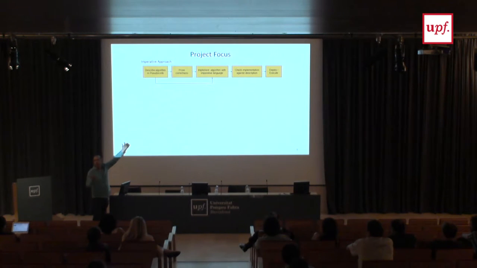algorithm in some pseudocode. Sometimes it could be a formal specification. Then, taking that, you prove the correctness, that the algorithm is going to do what you want. After you make sure that the algorithm is correct, then you implement it. You take this algorithm and write it in C or write it in Java. Okay? And then after that, you have to actually run it.